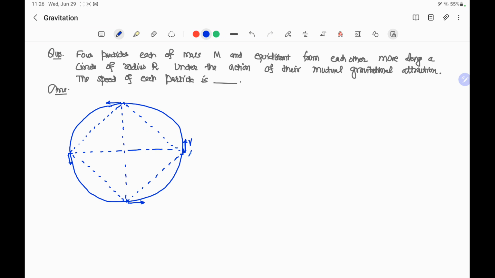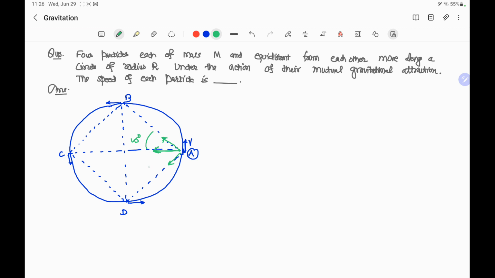So there are the four particles A, B, C, D. If we consider particle A, this particle A has three gravitational forces because of the particles B, C and D, and the direction of the gravitational force is shown here. For the square, the angle between the side and diagonal is 45 degrees.